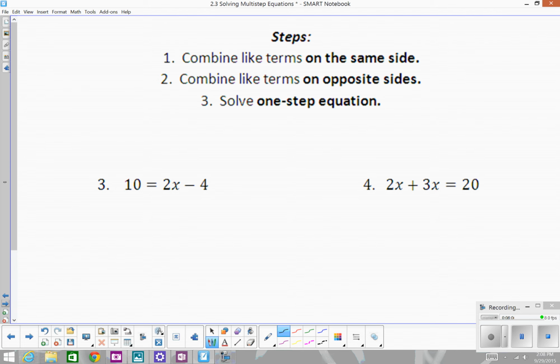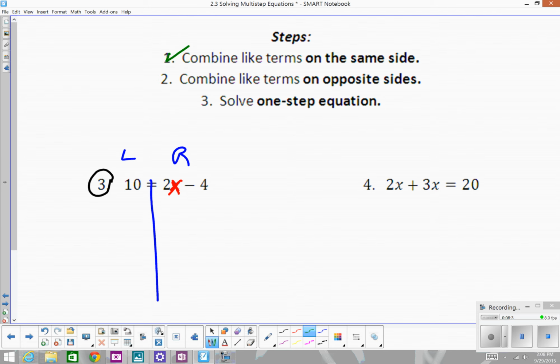Now, the only difference with number 3 is that x is not on the left side, it's on the right side. The rules still apply. When I talk about sides, I want to keep my variable on the right side and move all my numbers to the left side. Now, it says combine like terms on the same side. Do I have like terms? 2x minus 4, they're not like terms. 10, there's nothing else over there, so I'm done with step 1.